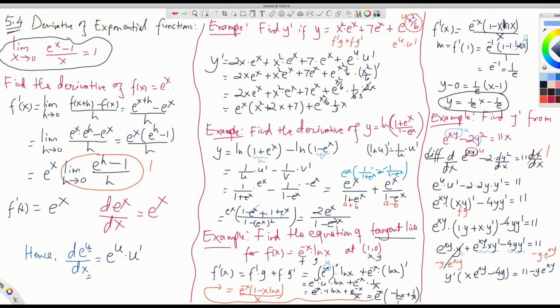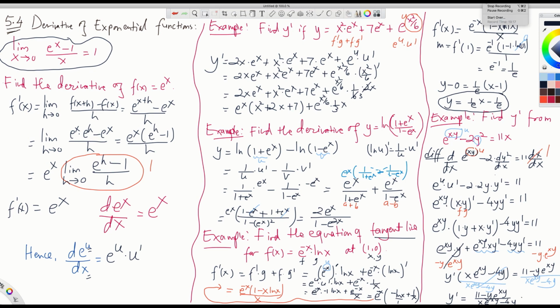Now I want to divide both sides by x e to the xy minus 4y because our goal is to solve, right? That will cancel out. Divide by x e to the xy minus 4y. So what do you get? Your final answer is y prime equals 11 minus y e to the xy divided by x e to the xy minus 4y. That is the final answer for this problem.